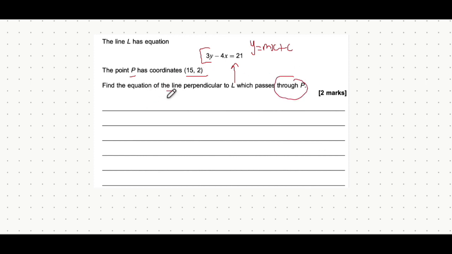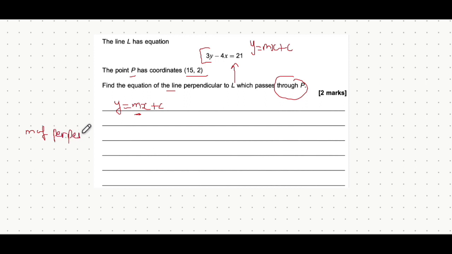Now, because it's asking for the equation of a line, like I mentioned, that's in the form y equals mx plus c. We want to find two variables. We want to find the value of the gradient of this line that's perpendicular to L. So let's start by doing that, because you always find the gradient before you find the y-intercept, which is the other variable we need to find. So how do we find the gradient of a perpendicular line?